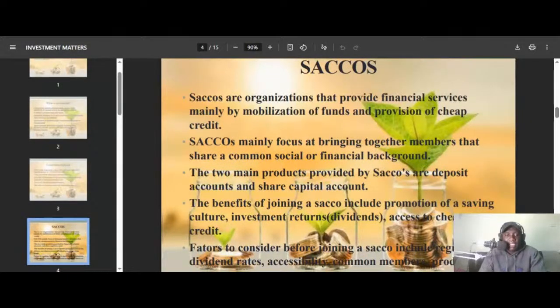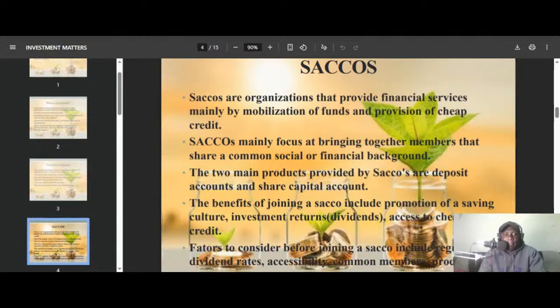And then investment returns for SACCOs come in terms of dividends. Dividends are basically the distribution of profits that a SACCO makes at the end of the year to the members. They will declare a dividend rate at which they will pay members based on their deposits. The other benefit, which I have already mentioned, is access to credit. SACCOs are the most known institutions that give access to cheap credit.